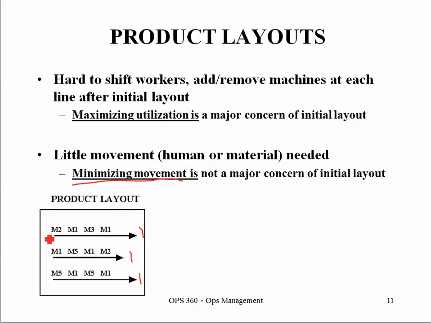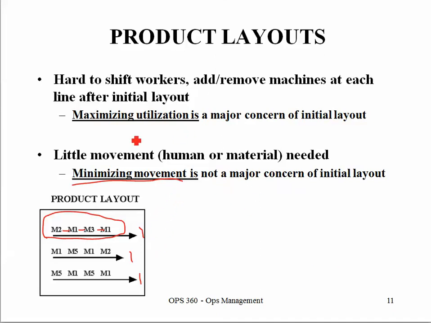It's pretty hard to get the movement down to a shorter distance between steps of the operations than it is in an assembly line. That's why people like assembly lines if you know what you're going to be making, if you have standardized high volume products, because you can't really minimize that distance between operations anymore. So that's not going to be a major concern of our initial layout, because that's going to happen just by virtue of going with a product layout.